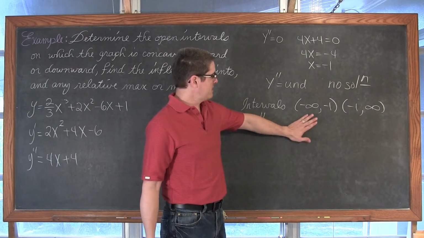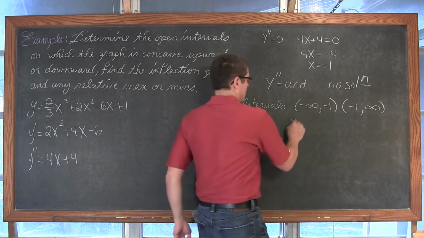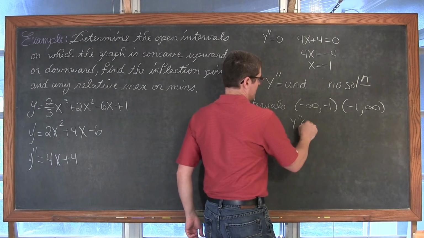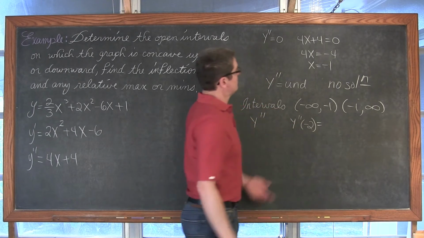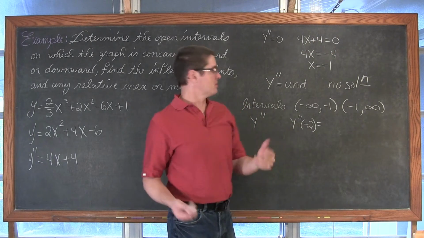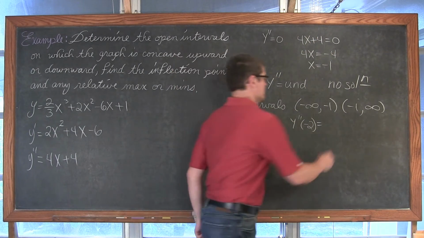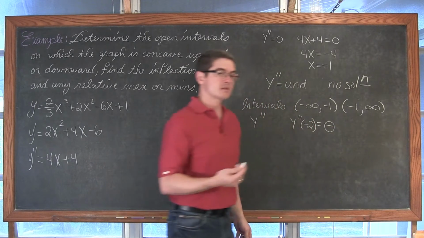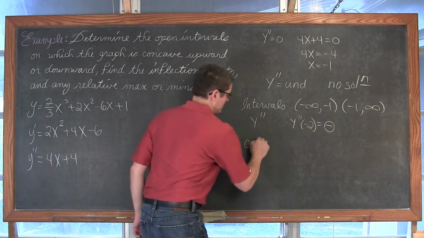So I want to see, let's say, y double prime of negative 2. Okay, well, 4 times negative 2 is negative 8. Negative 8 plus 4 is negative 4. So my second derivative in this interval is negative, which means it's going to be concave down.